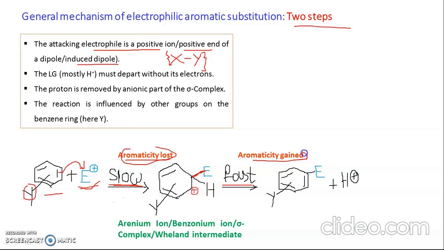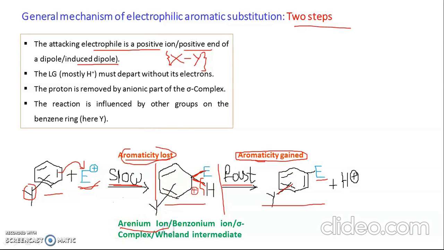Why? Because aromaticity is now again generated. So this CH bond will now be broken, and finally we are getting the E substituted product. Though, as with Y, we do not know the exact position of Y with respect to E, and how the position of the electrophile is determined with respect to the position of Y will be discussed later. Fine.